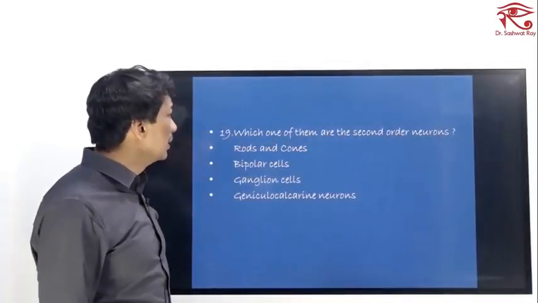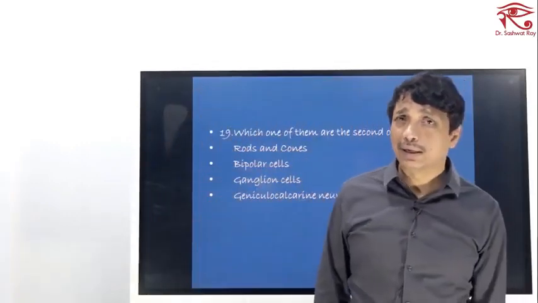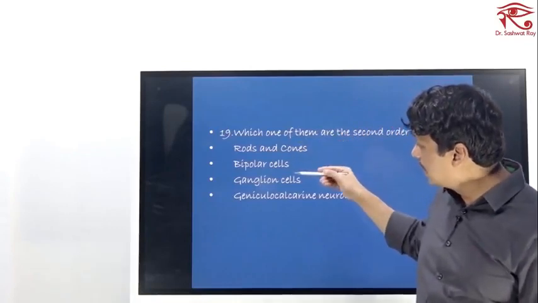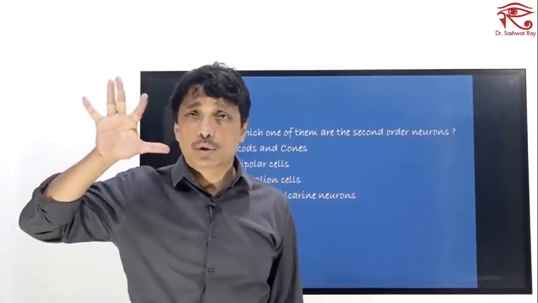Which of them are called the second order neurons? That's a question often repeated again and again. So kindly remember, we have these four things: rods and cones, bipolars, ganglion cells, and geniculocalcarine neurons. Please remember, the human visual system has four order neurons.